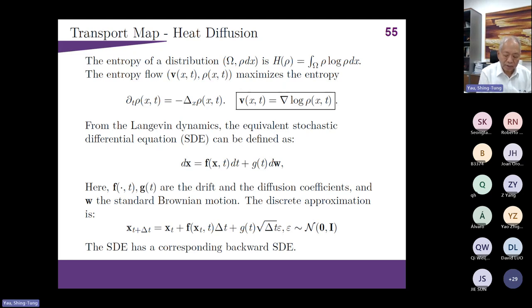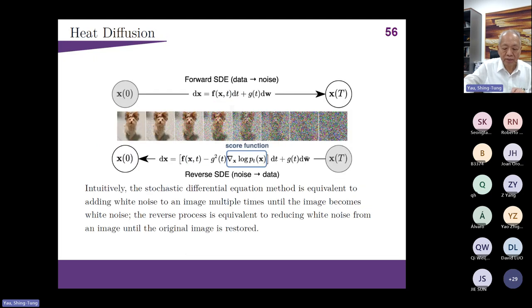And in practice, it's difficult to compute the density function rho. Therefore, we use this Langevin dynamics to compute the heat flow. And we use the stochastic differential equation to mimic the heat flow. This equation has, as I said, a backward SDE.